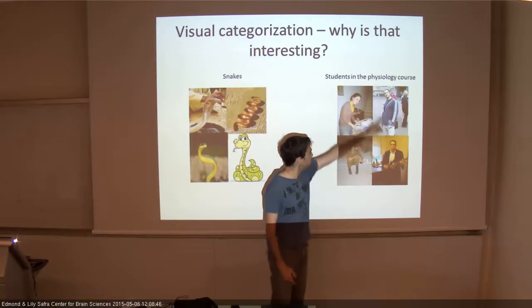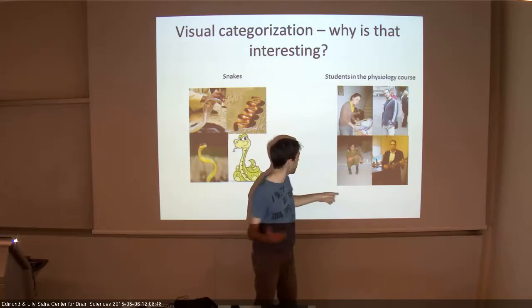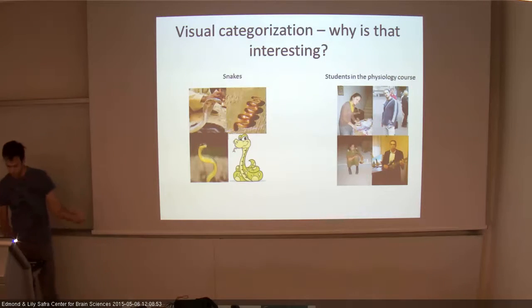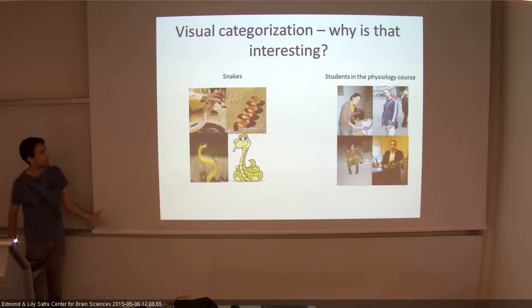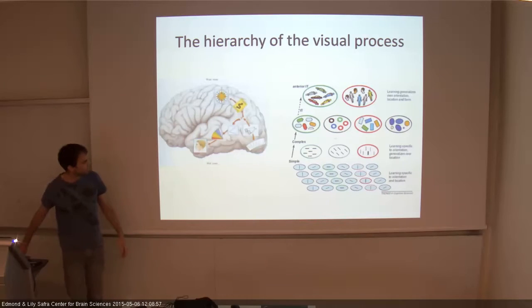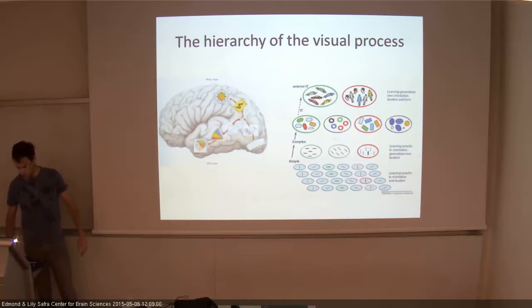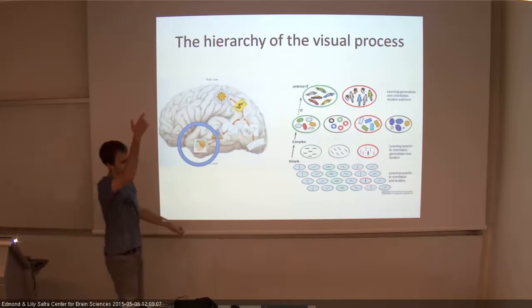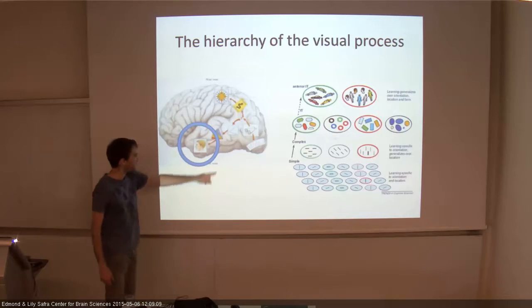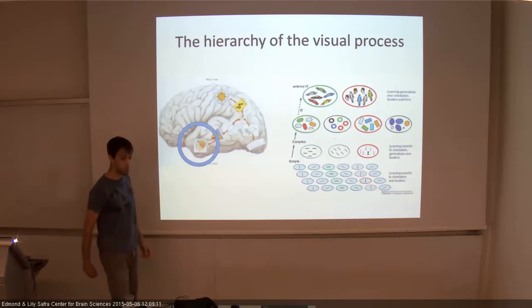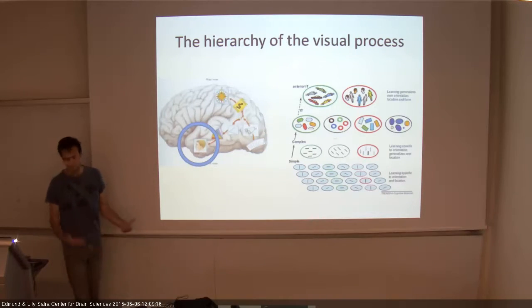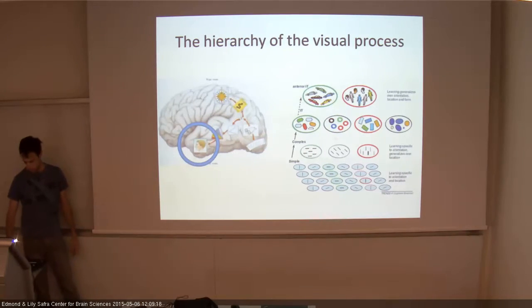As much as you know that those are all students from our college, even if you don't know them in this specific situation. And this is what I think is so interesting in visual categorization. Woody has already discussed the ventral pathway, and we are specifically talking about the highest level in the hierarchy. The IT is here in the temporal lobe, and this is the highest level of the hierarchy in the ventral pathway. This is the area that we are talking about now.